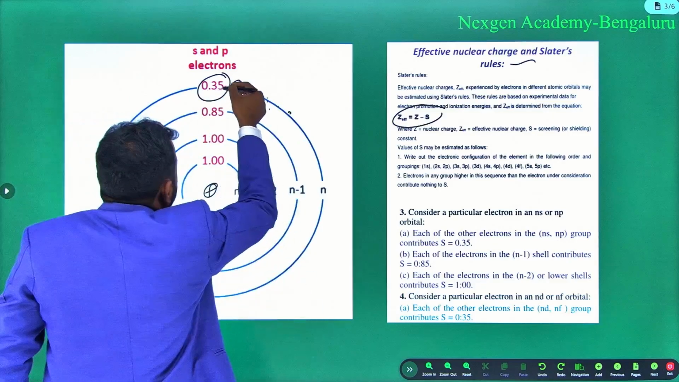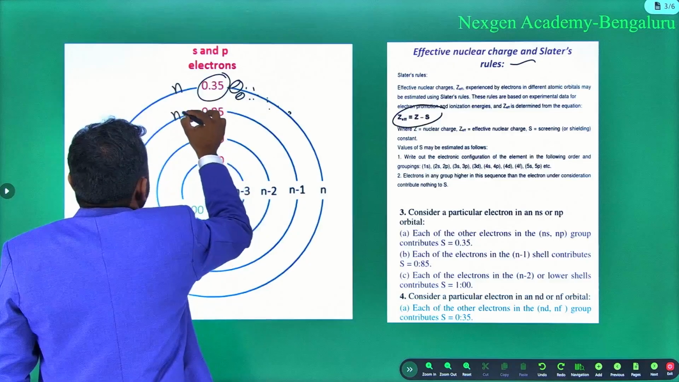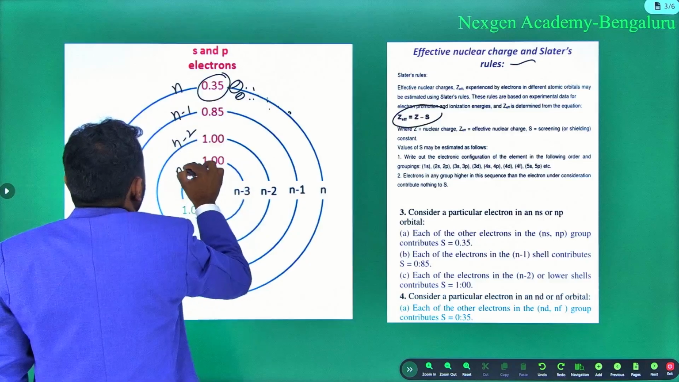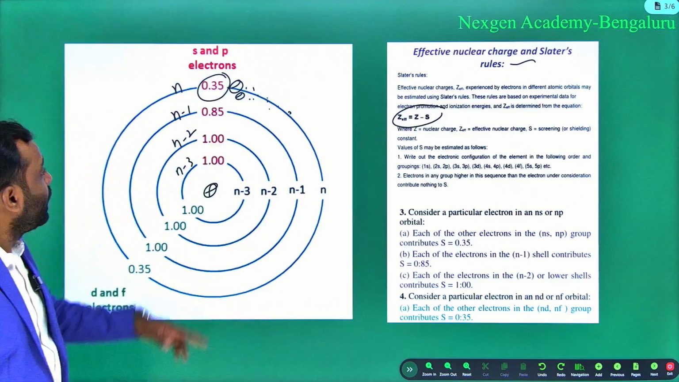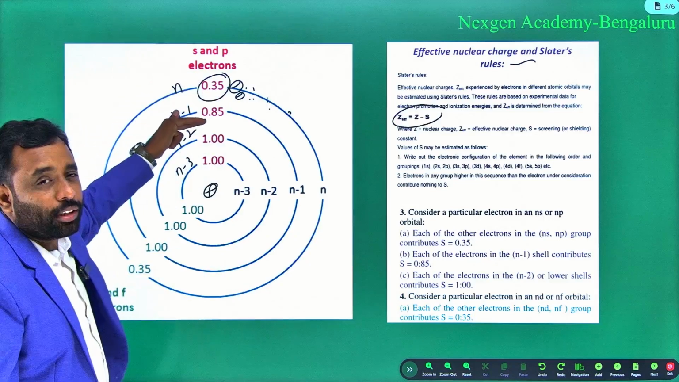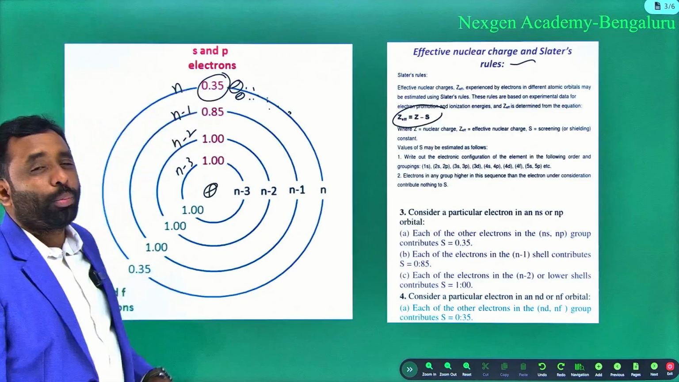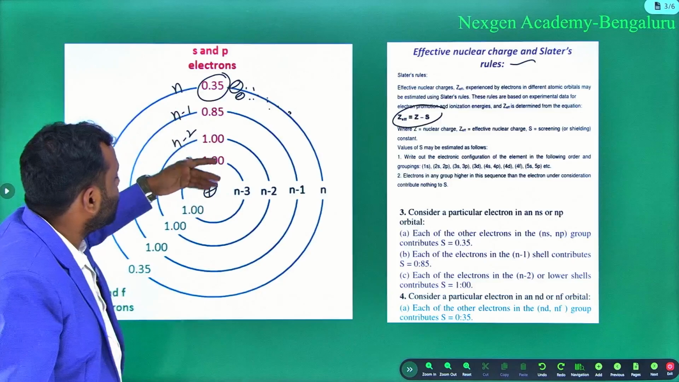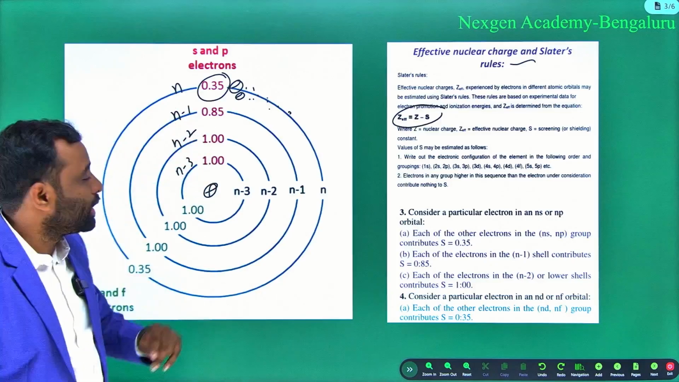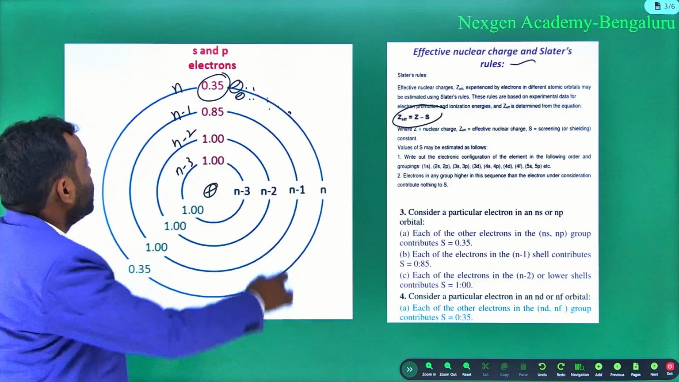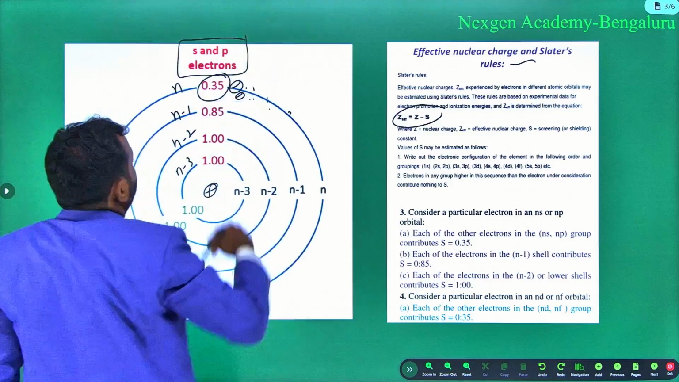And the n minus 1 shell: if this is the nth shell, this is n minus 1, n minus 2, and this is n minus 3, like that you take it. The n minus 1 shell electron screening constant is 0.85. N minus 2, n minus 3 will have 1 only. The screening constant is 1. This is, remember, for S or P electrons.